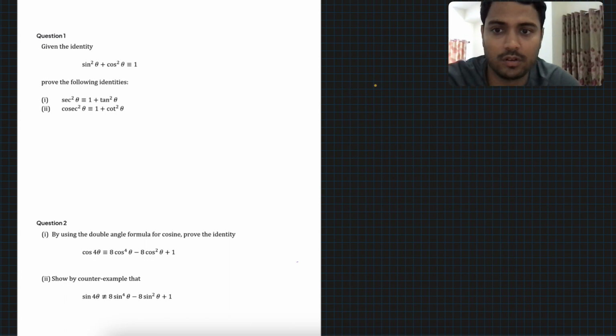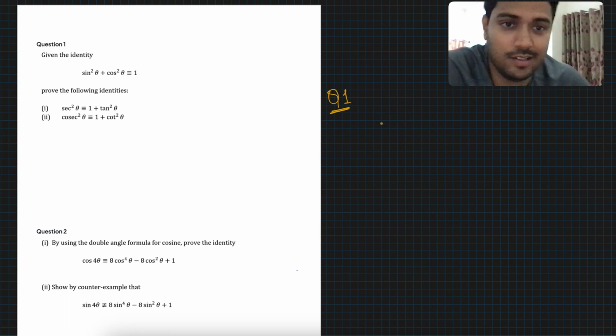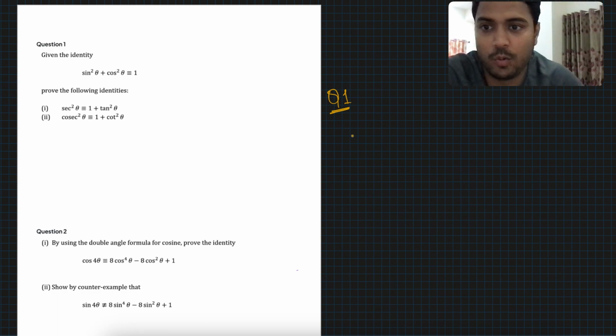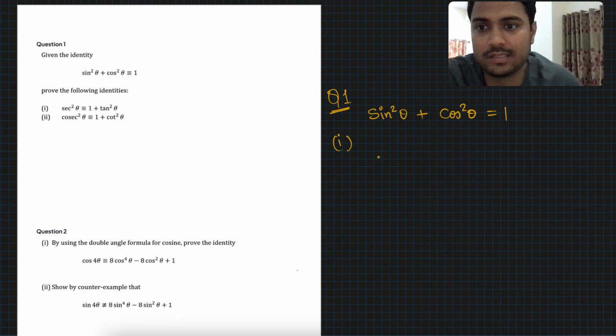So starting from question number 1. So yeah, let's do some math. Starting from question number 1, given the identity sin square theta plus cos square theta is equal to 1. This is given to us. Sin square theta plus cos square theta is equal to 1. And we have to prove sec square theta is equal to 1 plus tan square theta.